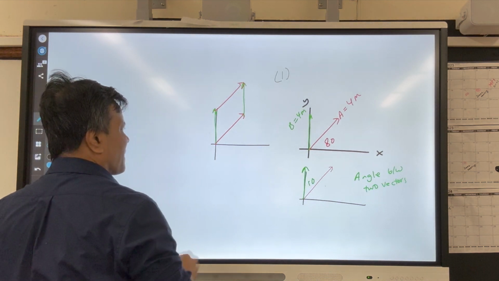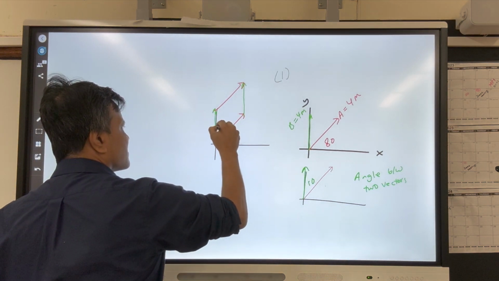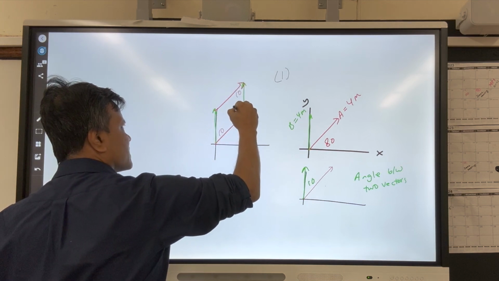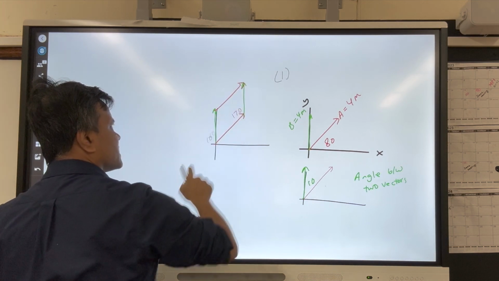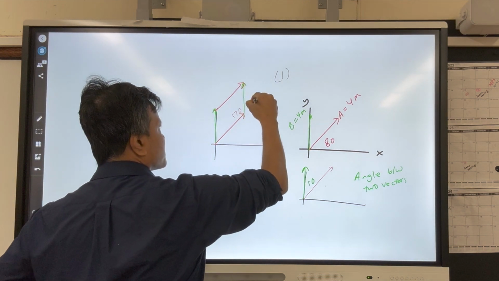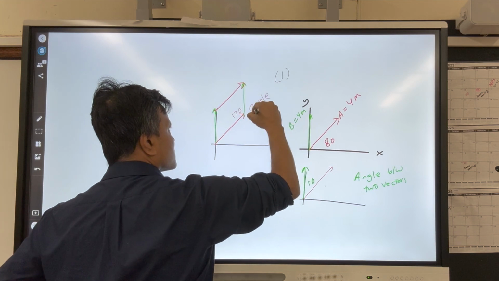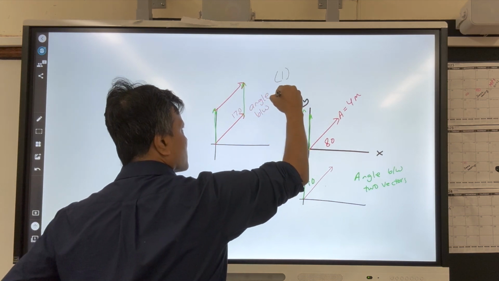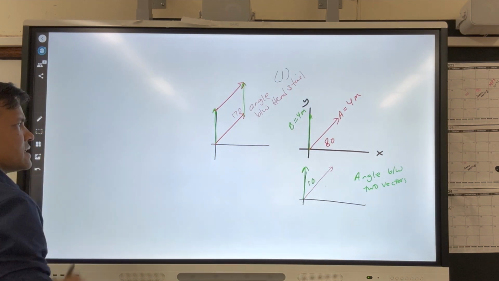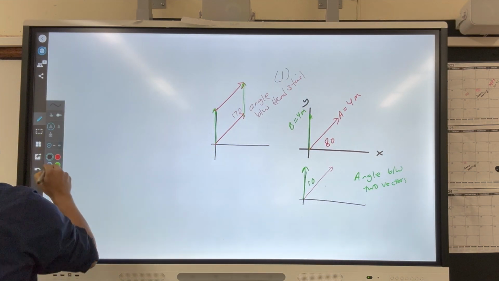If this is 10, this is 10. So this is supposed to be 170. So angle between head and tail is 170. Make sure you understand those things.